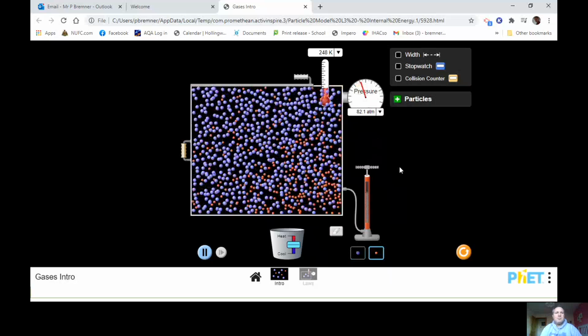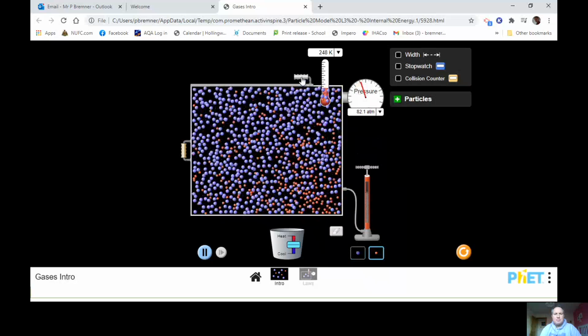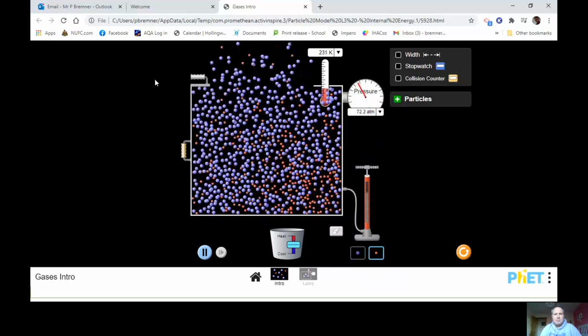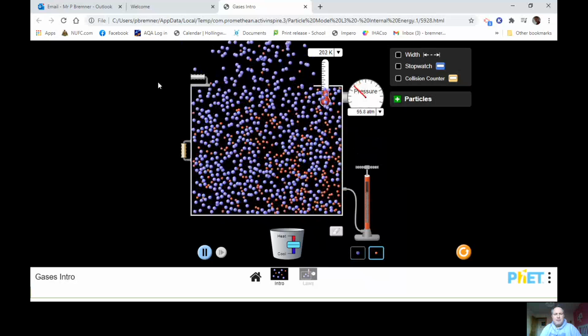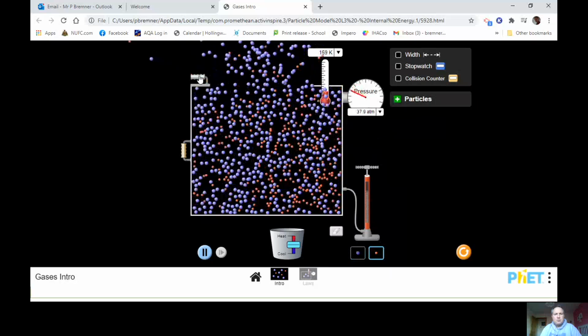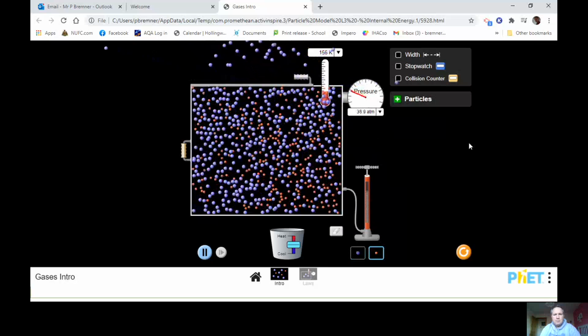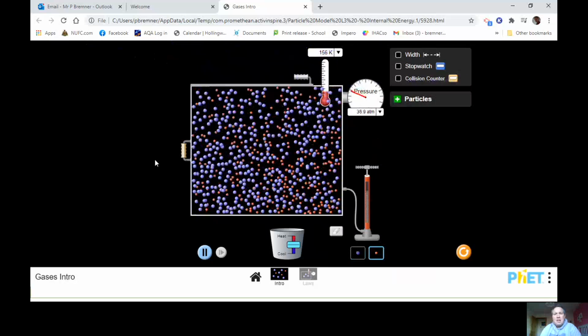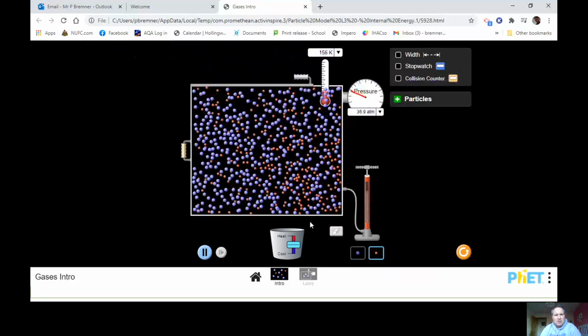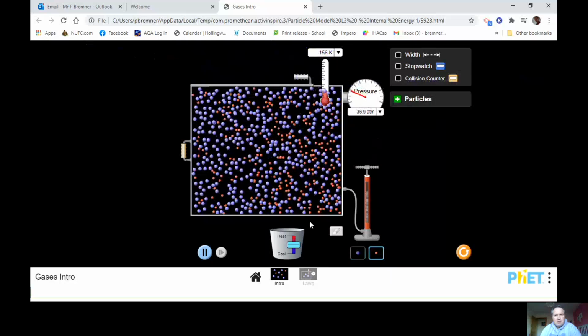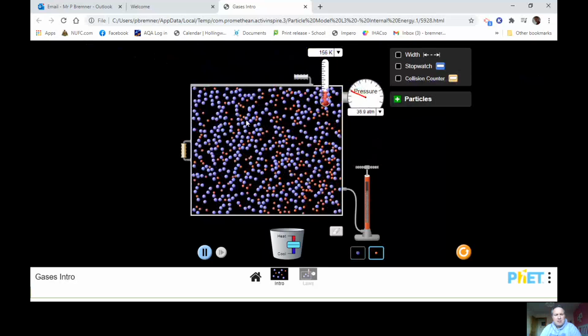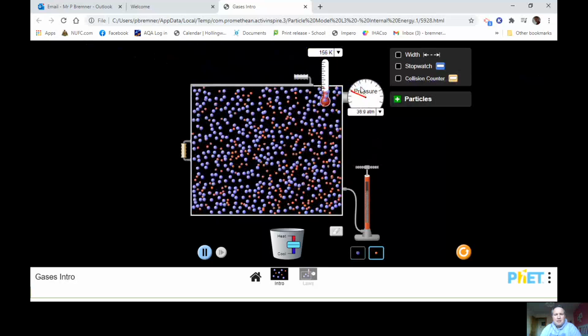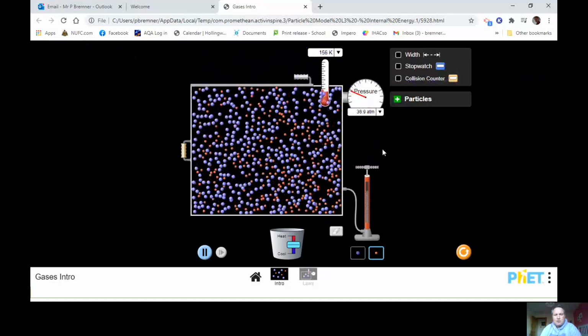Let's decrease the number of particles. If I have fewer particles in the box, it means fewer particles are hitting the side of the box. Fewer particles hitting the side of the box means the pressure decreases.